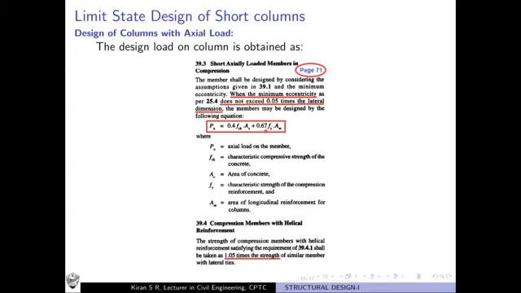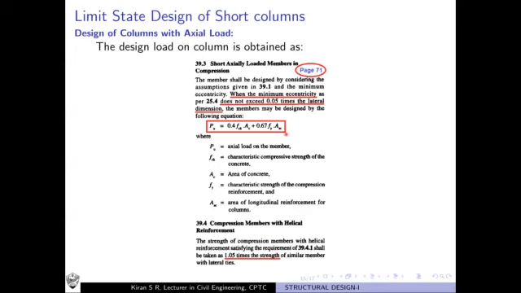fy is the yield strength of the reinforcement steel, the main bars used, the longitudinal bars used. Then Asc is the area of longitudinal reinforcement for the columns, the longitudinal bars' cross-sectional area. Okay. Now this equation is applicable if lateral ties are used as transverse reinforcement. If in place of lateral ties we are using helical reinforcement, then this equation has to be suitably modified.